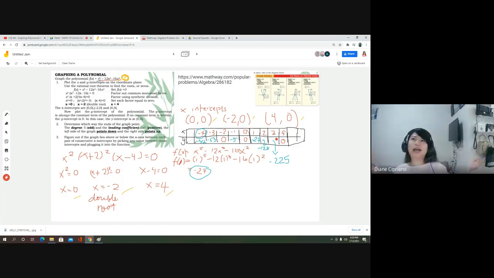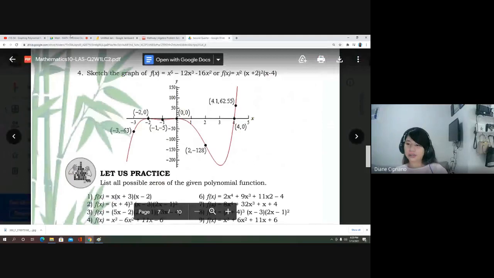Pero hindi naman importante na perfect yung graph mo. Basta ang importante, tama yung opening ng magiging graph mo. Kasi tama yung pagkaka-plot mo ng mga points. Kuha mo yun? Gets ma'am. Okay, good. So, proceed tayo doon sa kanina.